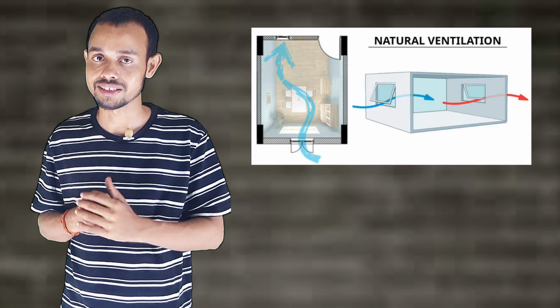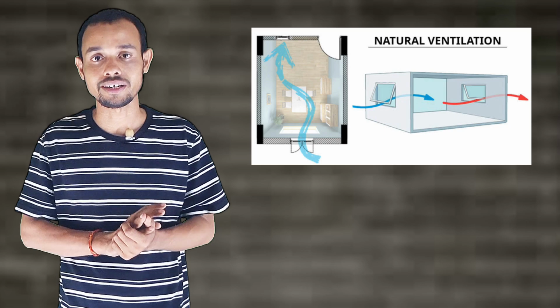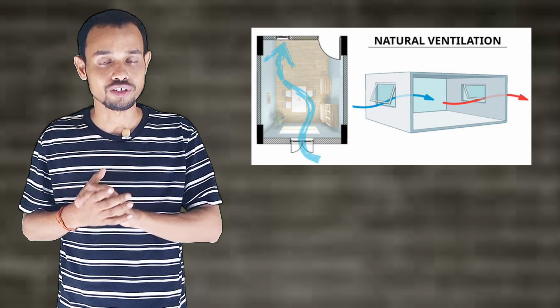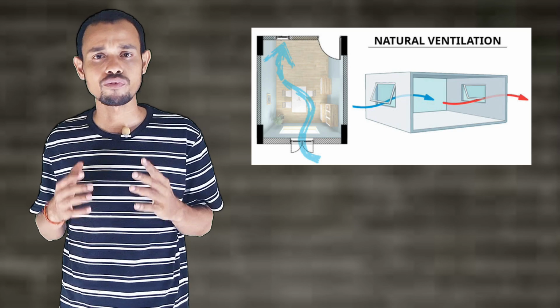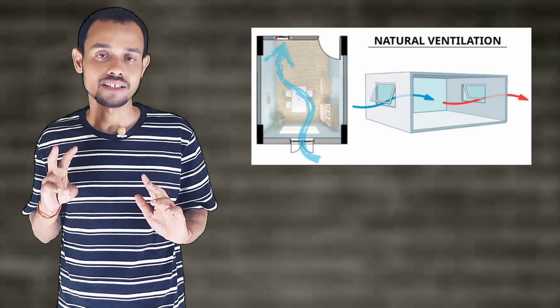First is natural ventilation. In natural ventilation, the air circulates automatically through the windows, doors and the vents. No machine or fans are required for that. Okay, mostly found in the old houses or the traditional buildings. And second is mechanical ventilation.